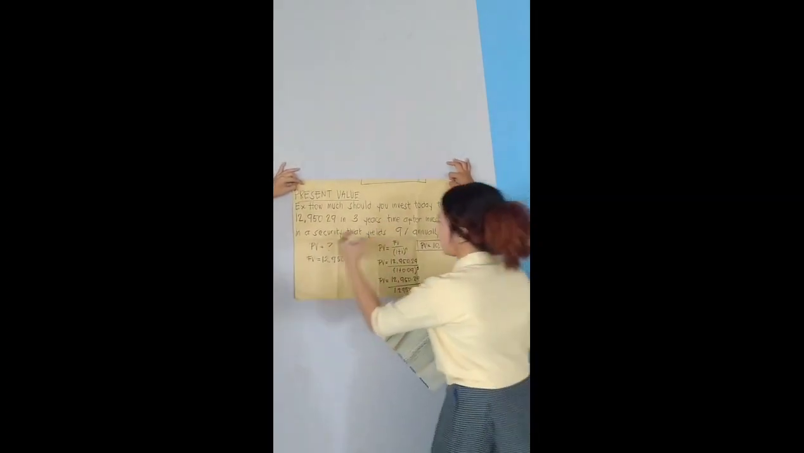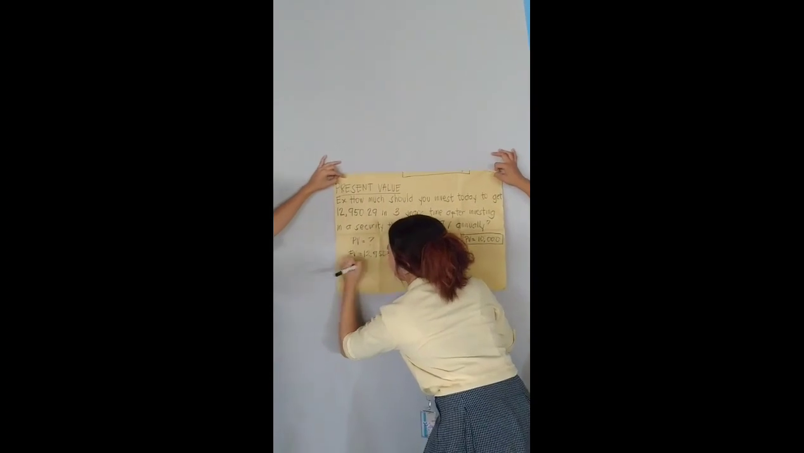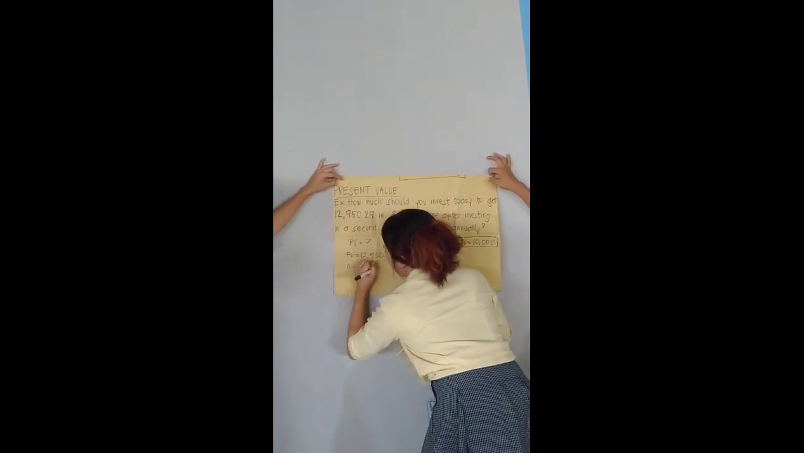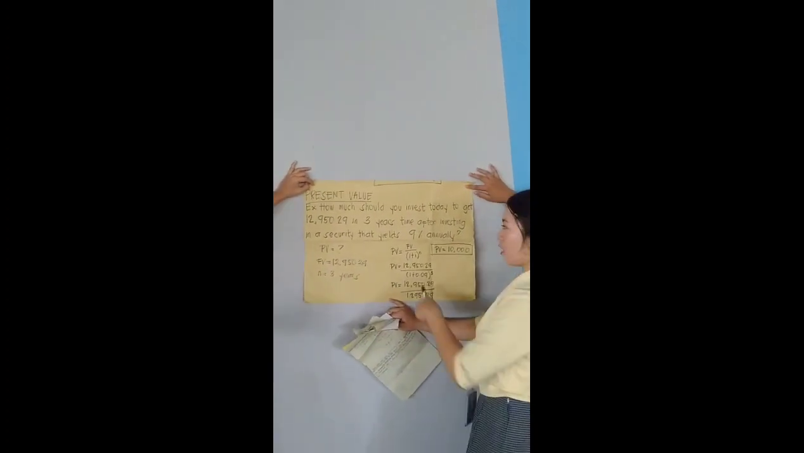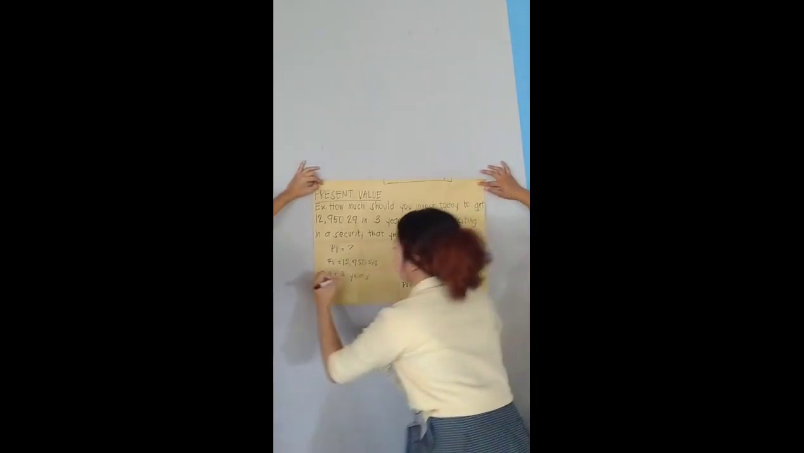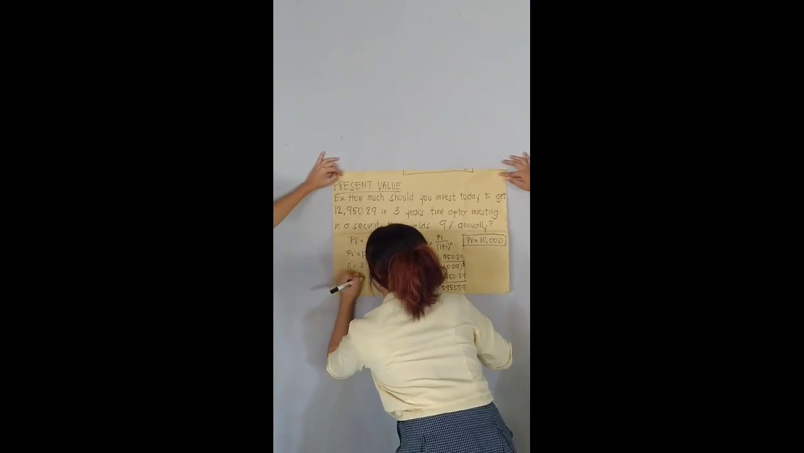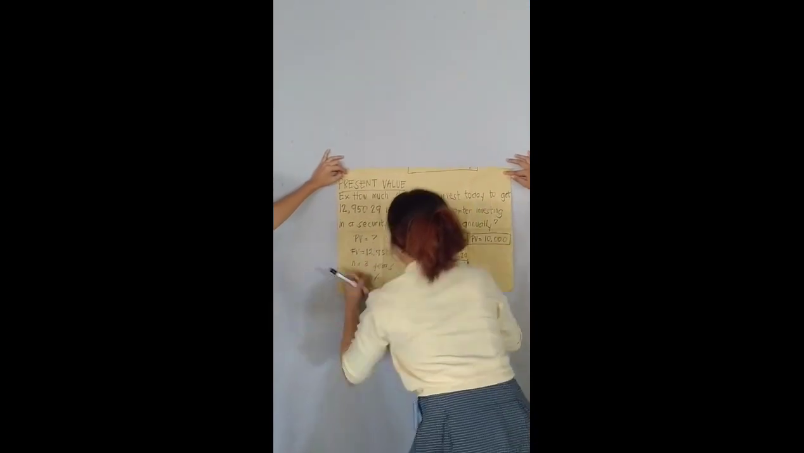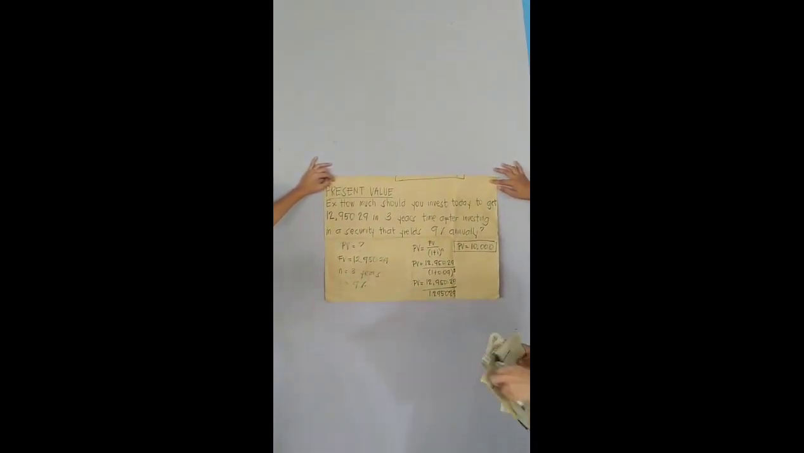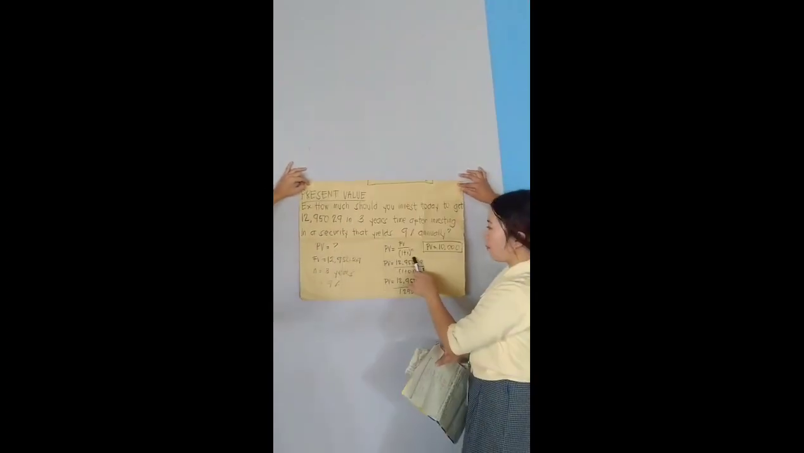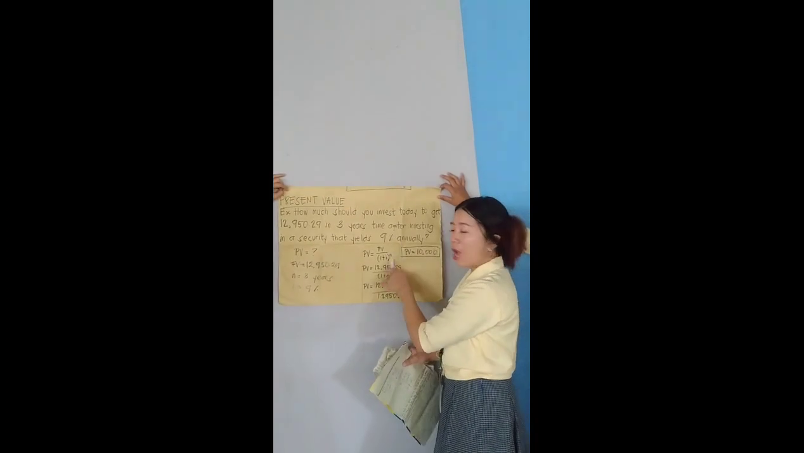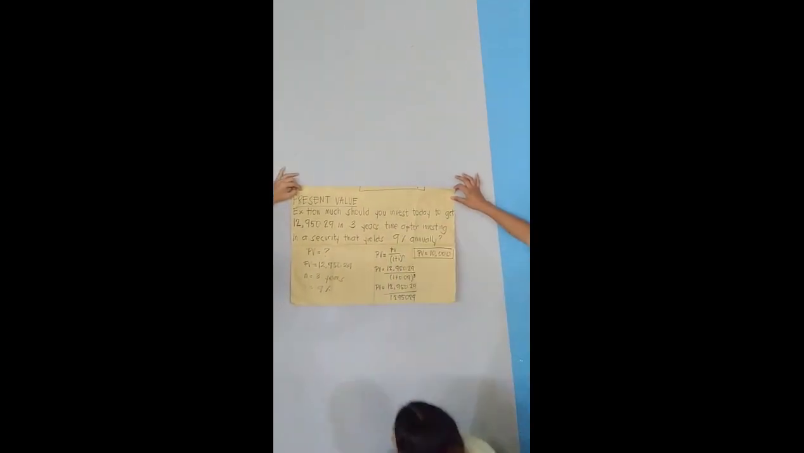The period is 3 years, so N is equal to 3 years. The interest is the same as before, 9%. Here is the formula: PV is equal to FV divided by 1 plus I raised to N.